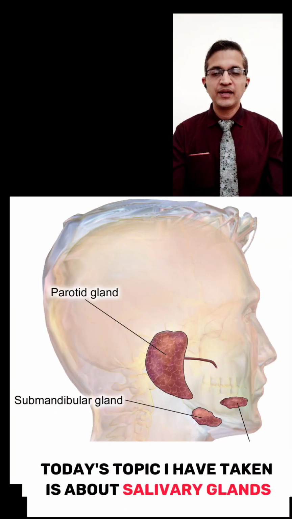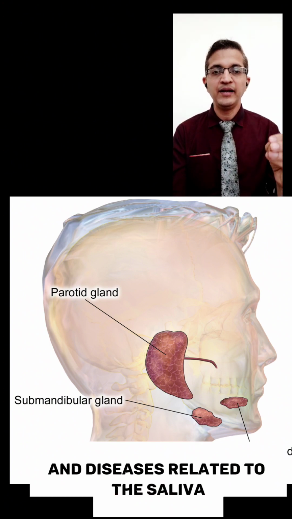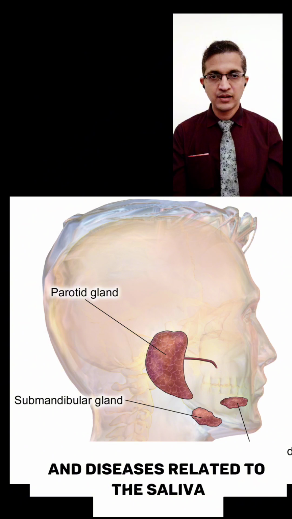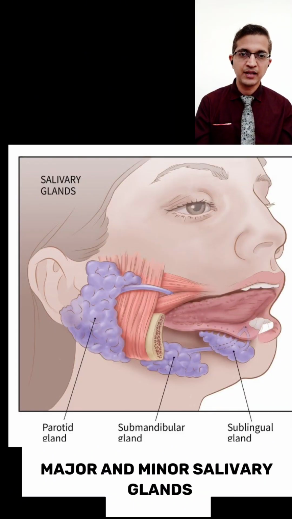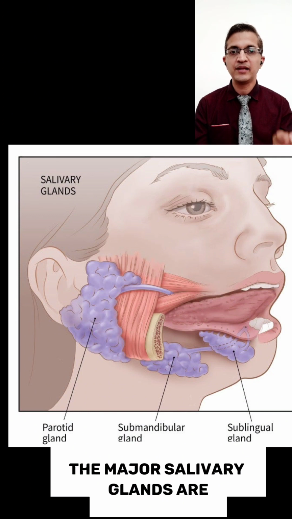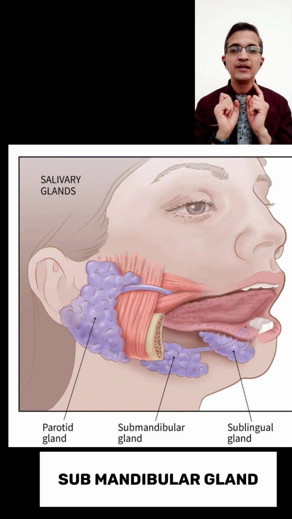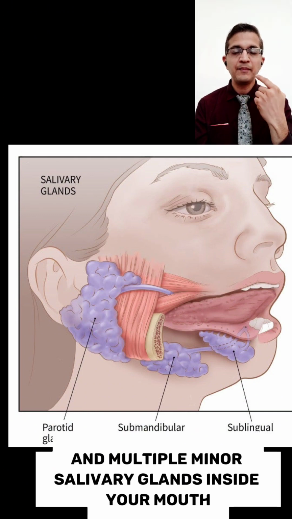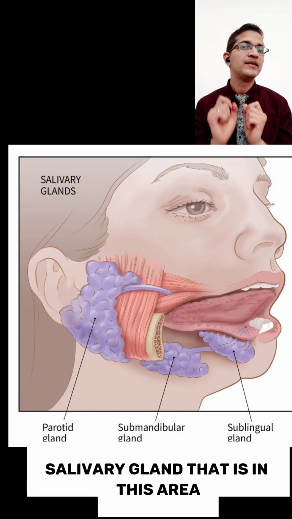Today's topic I have taken is about salivary glands. As the name suggests, salivary glands are the glands which secrete saliva, and we will discuss diseases related to them. Now we have important salivary glands, major and minor salivary glands. The major salivary glands are the parotid gland on both sides, the submandibular gland, the sublingual gland, and multiple minor salivary glands inside your mouth. So today I am going to talk about the submandibular salivary gland, that is in this area.